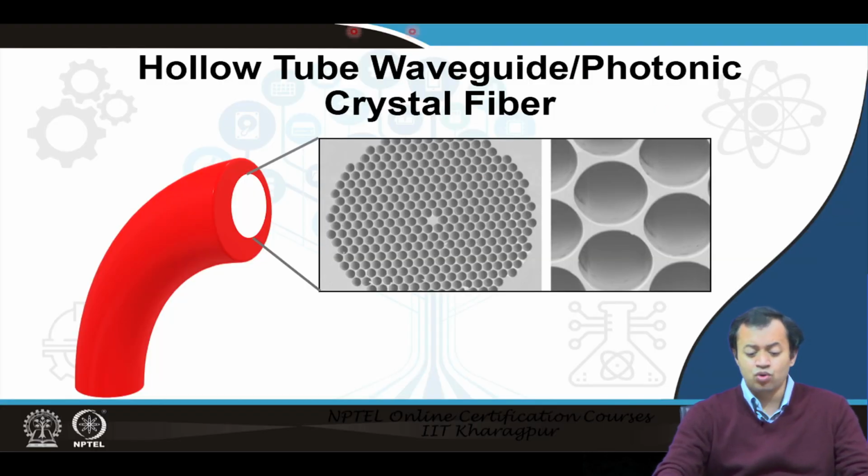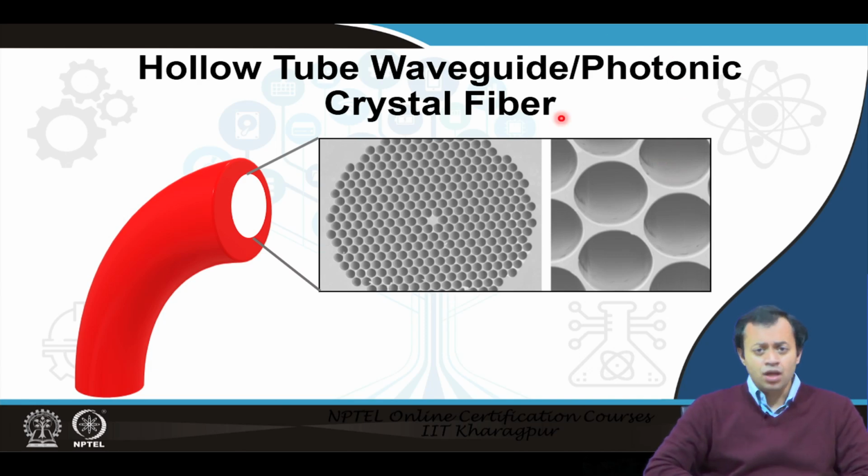And these days we are mostly looking into hollow tube waveguide or photonic crystal fiber. So, you have a fiber whose inside is hollow, and either it is completely hollow or it has these kinds of honeycomb like structures, where these are the holes, these are the air holes, and thereby they make photonic crystal fiber. Do not worry if you do not know much about photonic crystal fiber.